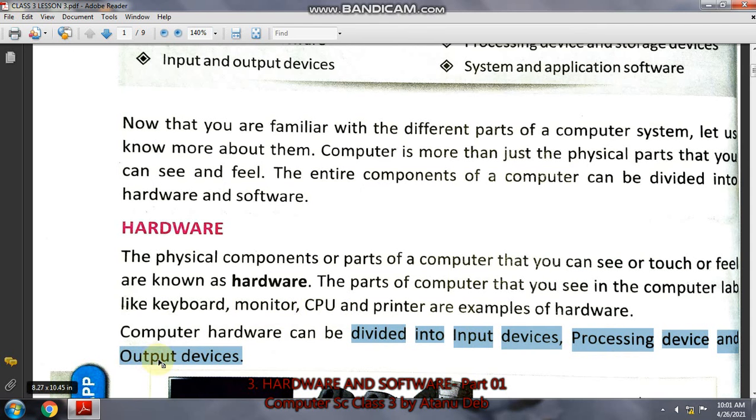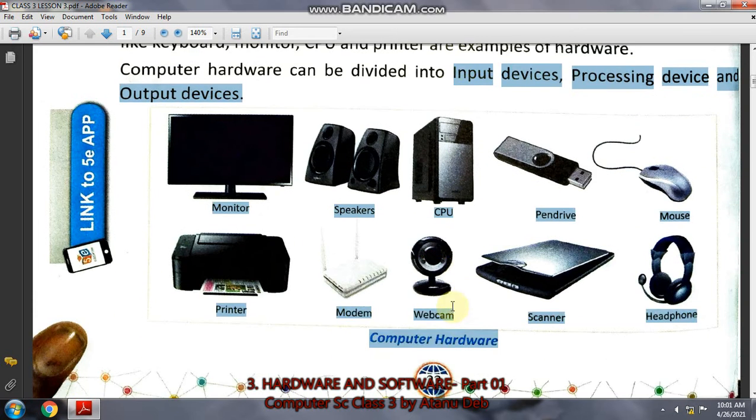Input devices like the keyboard and mouse. Monitor is an output device. CPU, central processing unit, is a processing device. Printer is an output device. So these are basically the hardware of the computer, and computer hardware is categorized into three parts: input, processing, and output devices. Now let us see first of all the input devices.